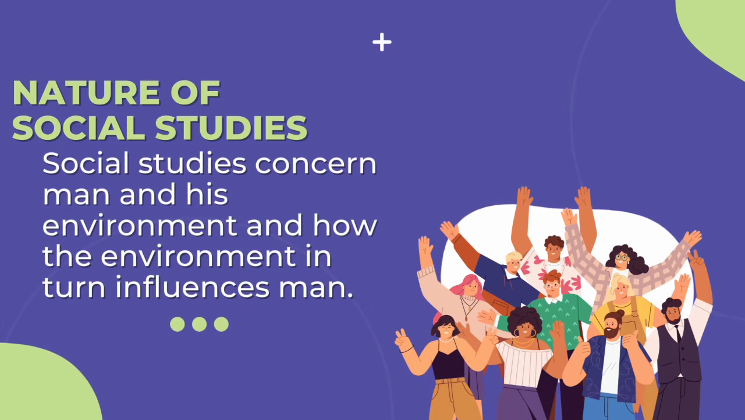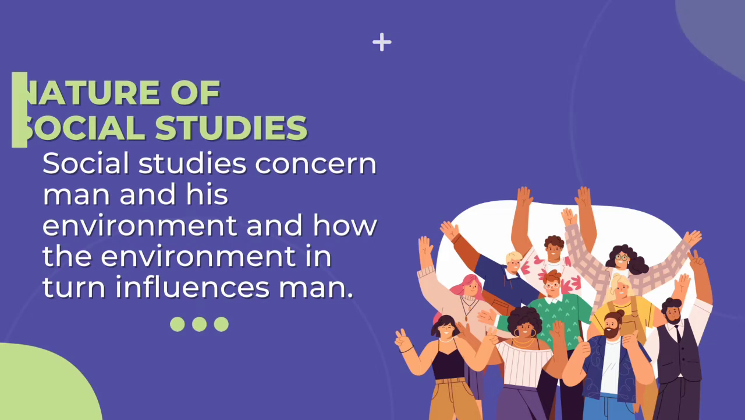Now, the nature or scope of social studies is that it is concerned with man and his physical and social environment and how the environment in turn influences man. So this is what social studies really looks into.